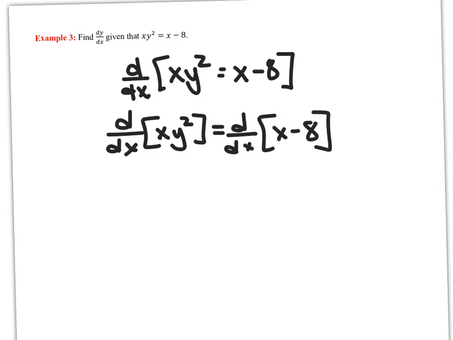Okay, we get that. I'm going to go off camera for a moment and do some product and chain rule over here on the left. On the right, clearly the derivative of this would be 1. So I'll come back with an answer on the left.